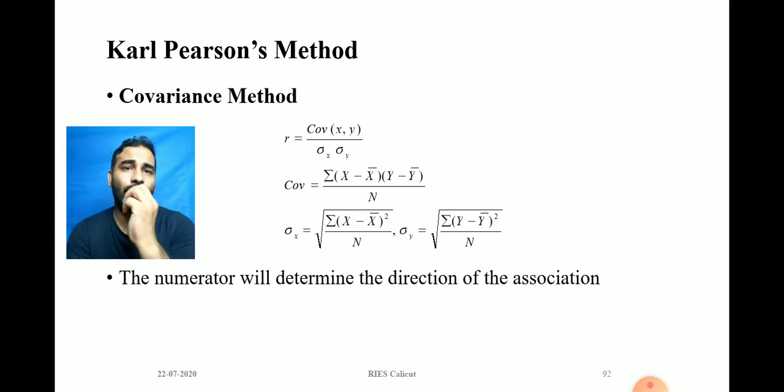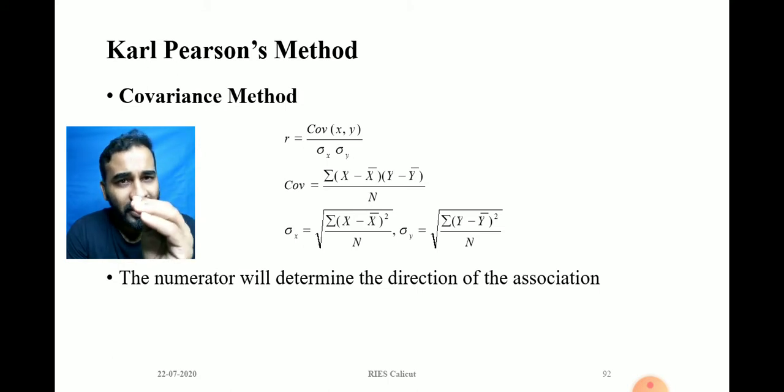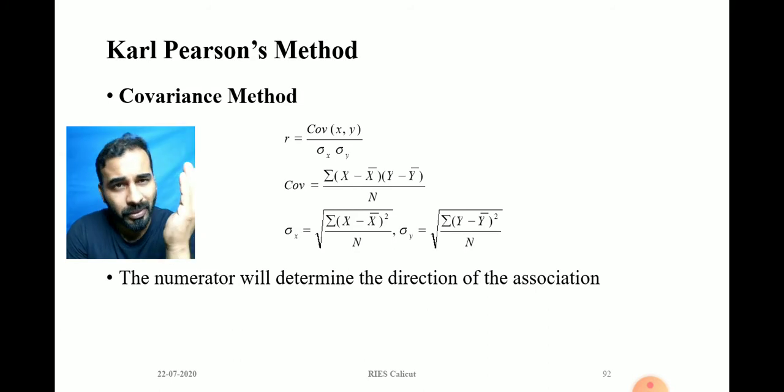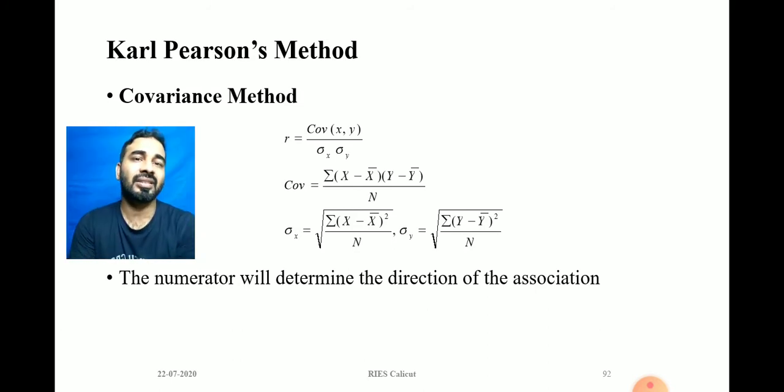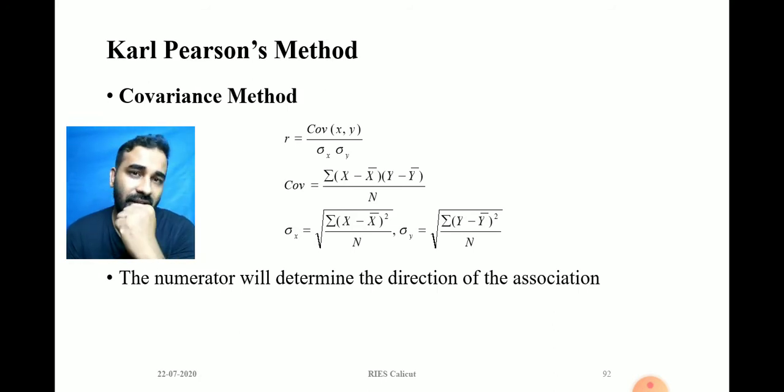Then what is covariance? Covariance is sigma (x minus x bar) into (y minus y bar). First you find x bar, then y bar, then x minus x bar, then y minus y bar. You multiply x minus x bar and y minus y bar, then you take the summation. That is sigma (x minus x bar)(y minus y bar) divided by the total number of observations. That will give you the covariance.